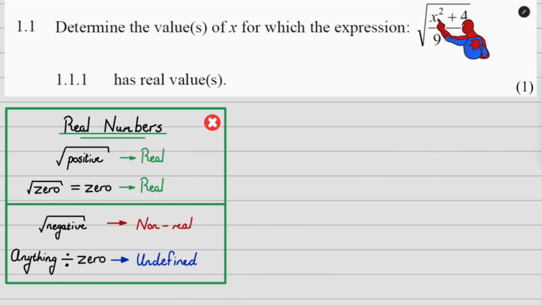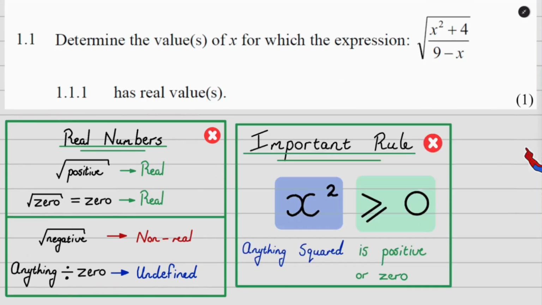So if I start looking here and I analyze the top, we've got to know a very important rule in algebra. And that important rule is that anything squared will always be positive, or it could possibly be 0 if x was 0. 0 squared is just 0. So that means this x squared here will always be positive or 0, and then I add 4 to it, so it eliminates the chance of it equaling 0. So the top will always be positive.